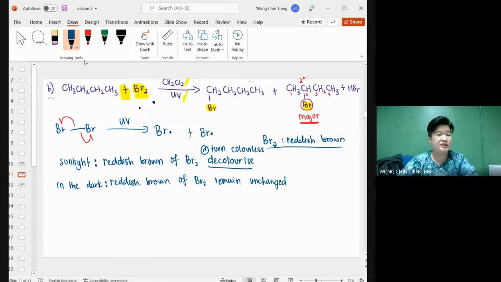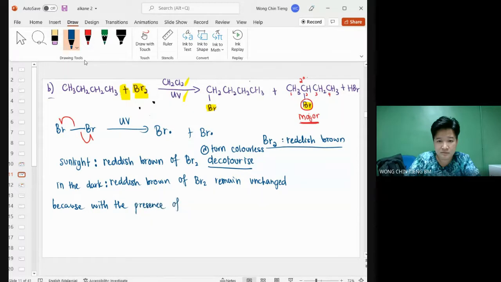So now the question is why? Remember, we have UV. UV is the most important thing right now. So just state the function of UV. What is the function of UV? Why in the sunlight will the reddish brown decolorize? Say what the UV does. Just mention, because with the presence of sunlight, what does the UV do? What does the sunlight do? Anybody?